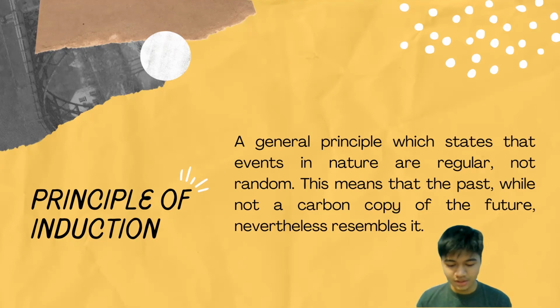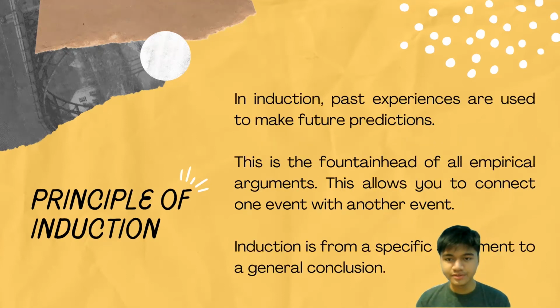In philosophy, the term induction is ambiguous. It has many interpretations, and epistemologists use the term induction to refer to a general principle which states that events in nature are regular, not random. This means that the past, while not a carbon copy of the future, nevertheless resembles it. In induction, past experiences are used to make future predictions. This is the fountainhead of all empirical arguments, and this allows you to connect one event with another.